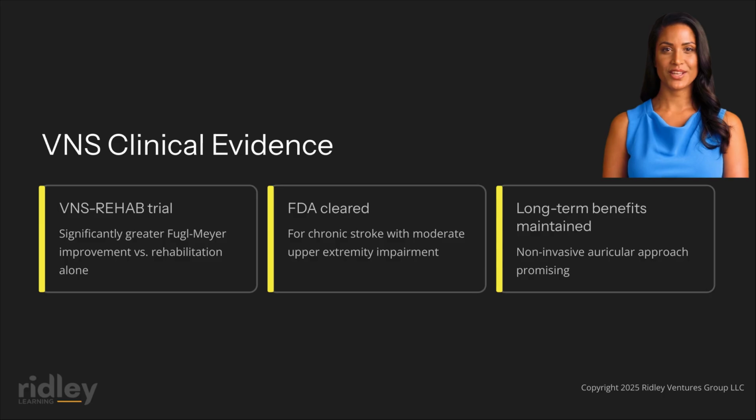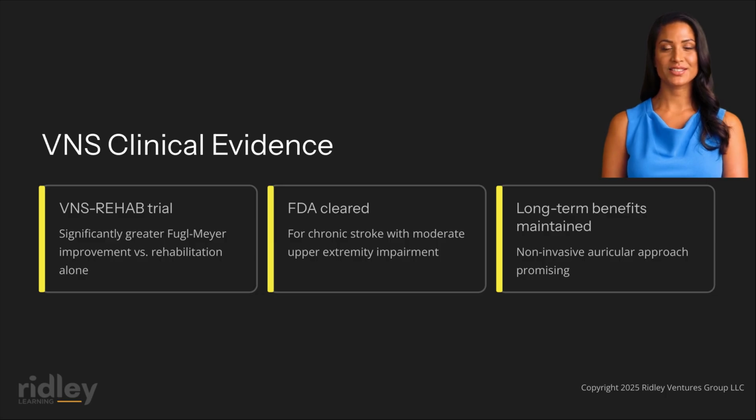Patient selection for implanted vagus nerve stimulation currently focuses on chronic stroke survivors with moderate upper extremity impairment who have not achieved satisfactory recovery with conventional rehabilitation, reflecting the trial populations in which efficacy has been demonstrated. The surgical implantation procedure carries typical surgical risks and device-related considerations, including battery replacement requirements over time.